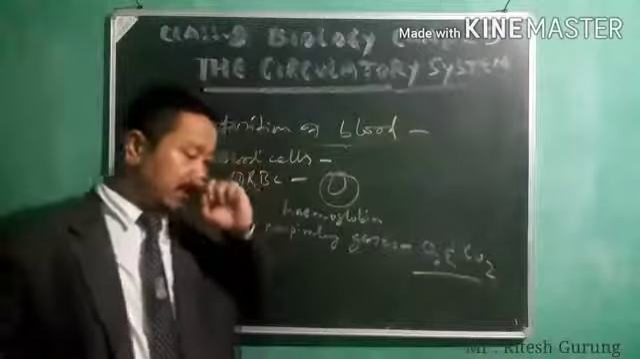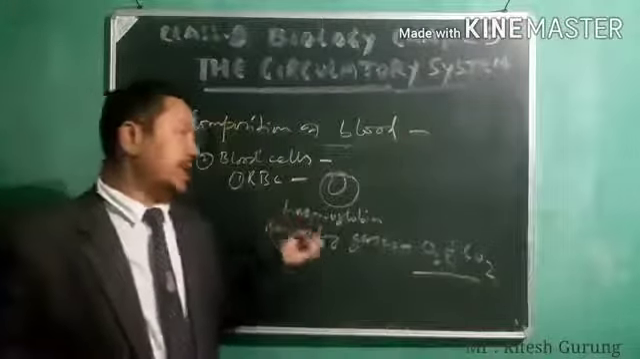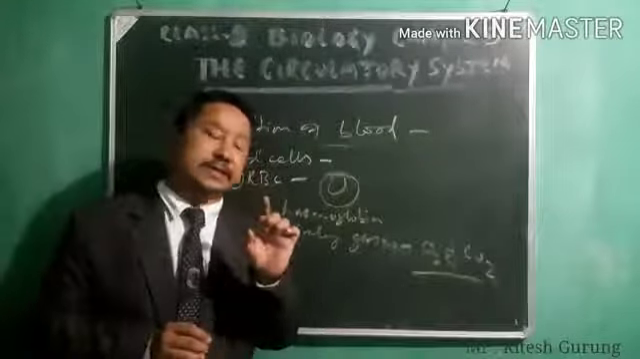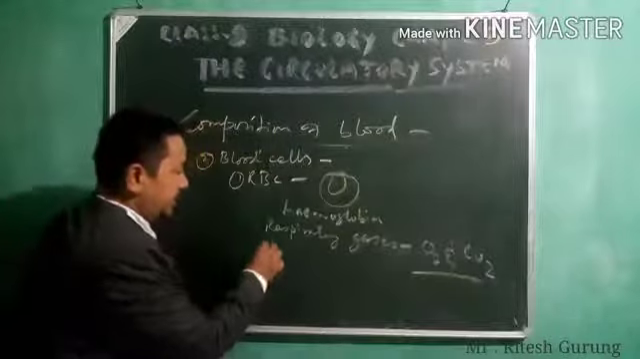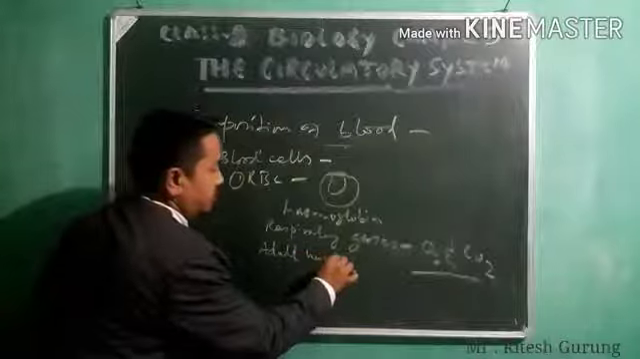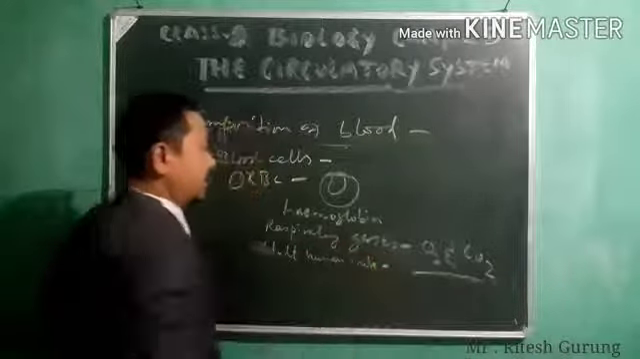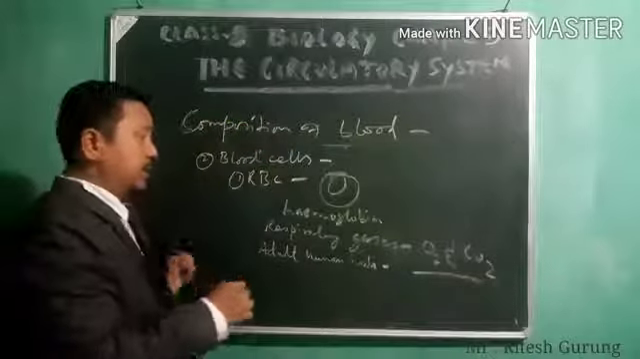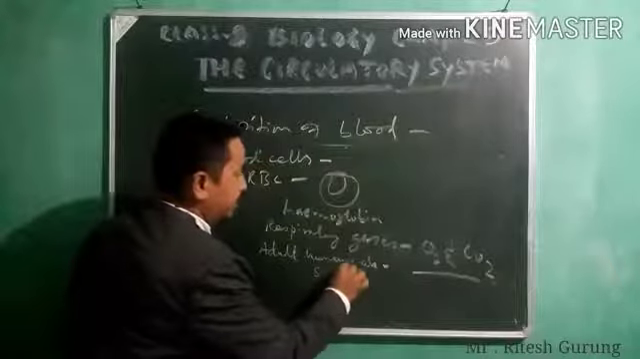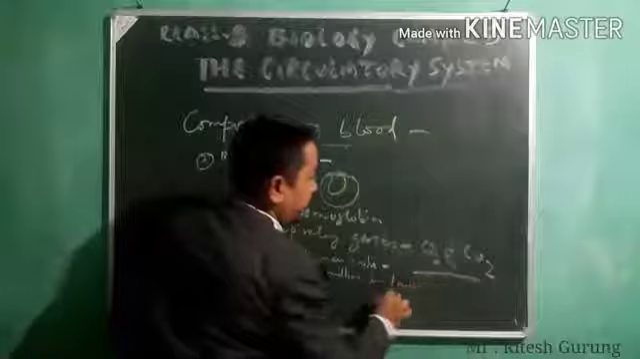All right, then your RBC is present in the adult human male. In an adult human male, your number of RBC is about 5 million in 1 cubic millimeter of blood.